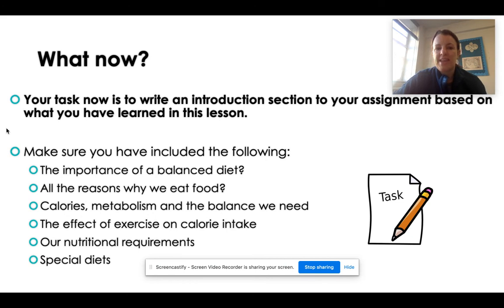So your task now is to write an introduction section to your assignment based on what you've learned in this lesson. It should probably be about 2/3 of a piece of paper. Make sure you've included the following: the importance of a balanced diet, all the reasons why we eat food, calories, metabolism, and the balance we need, the effect of exercise on calorie intake, our nutritional requirements, and special diets. Okay, so all of those 6 sections, they're in this lesson somewhere.